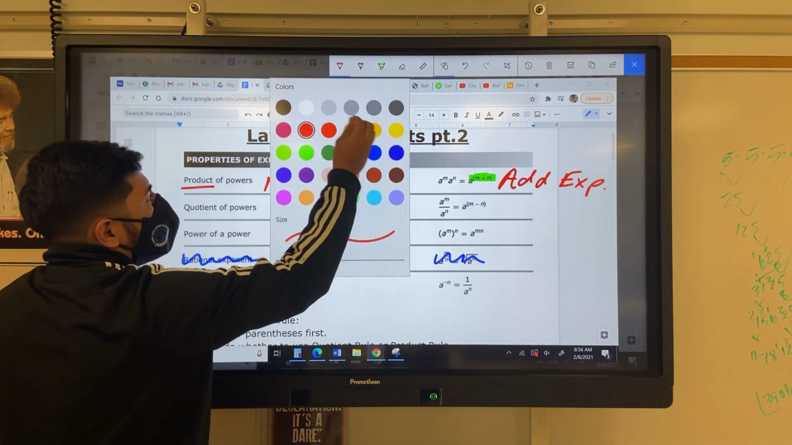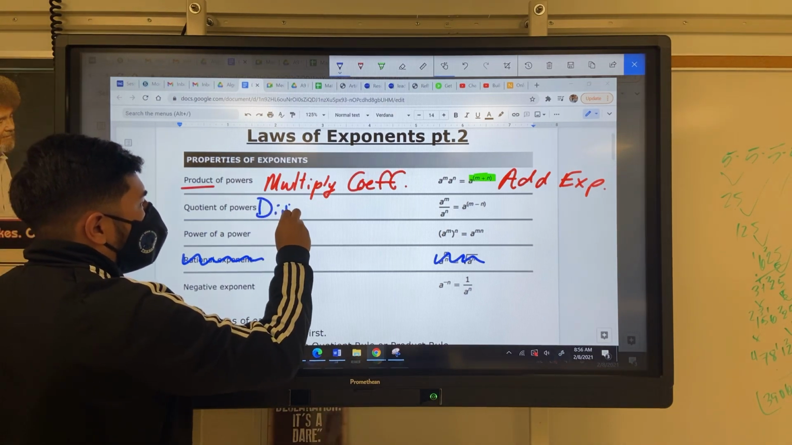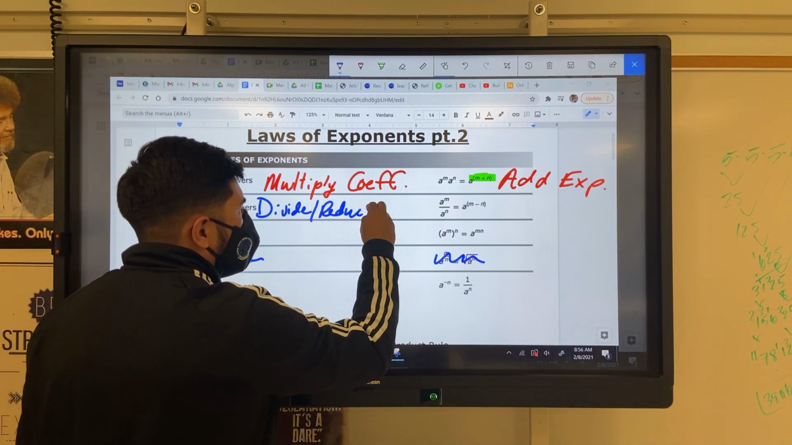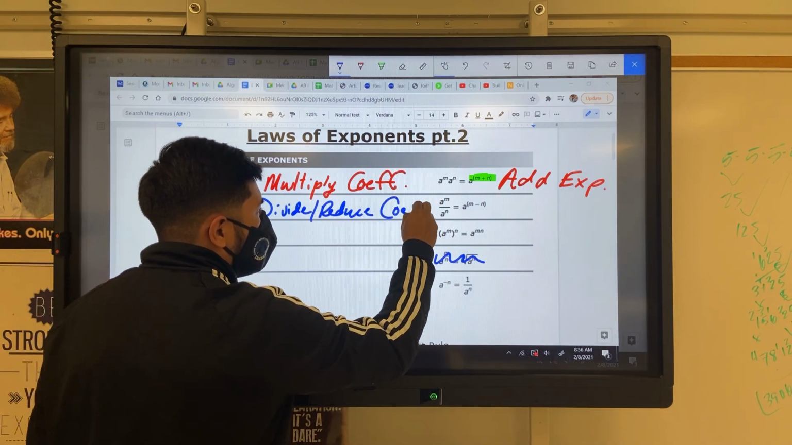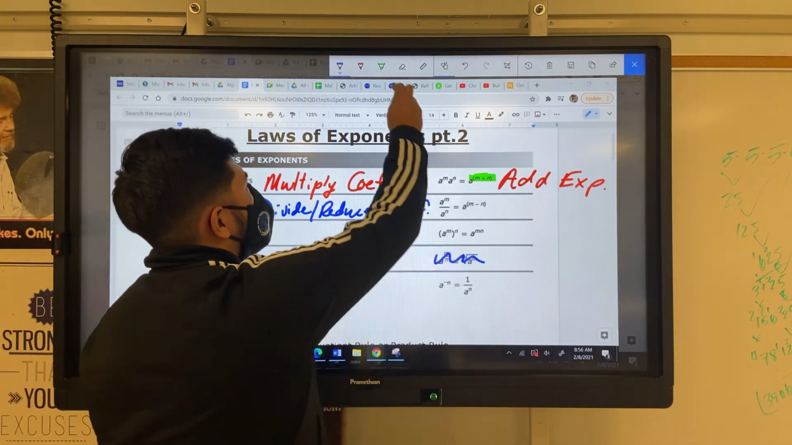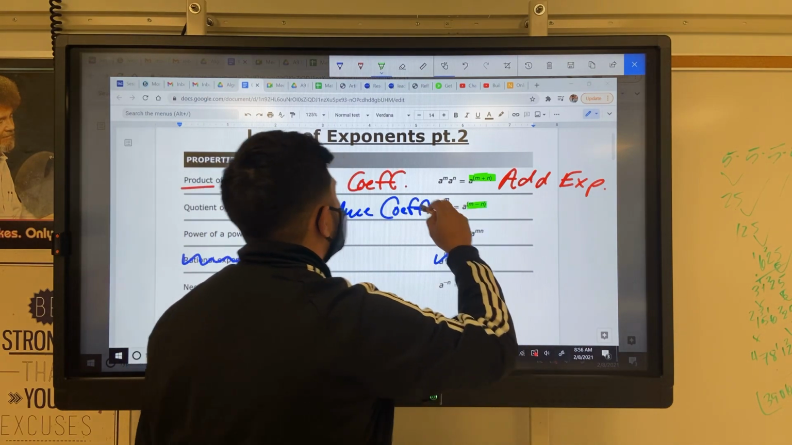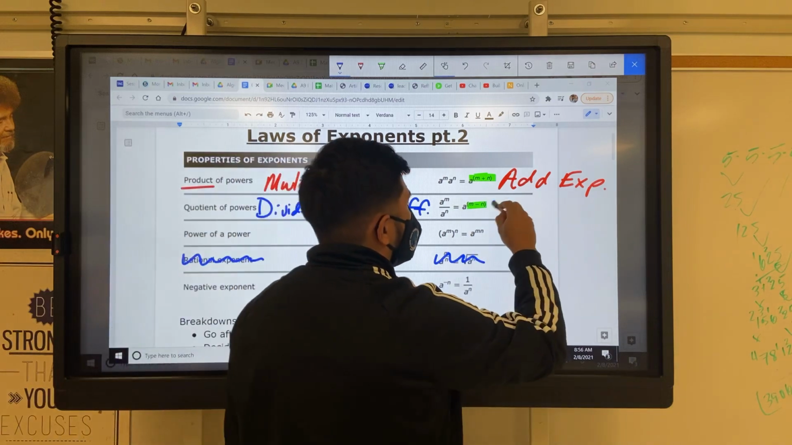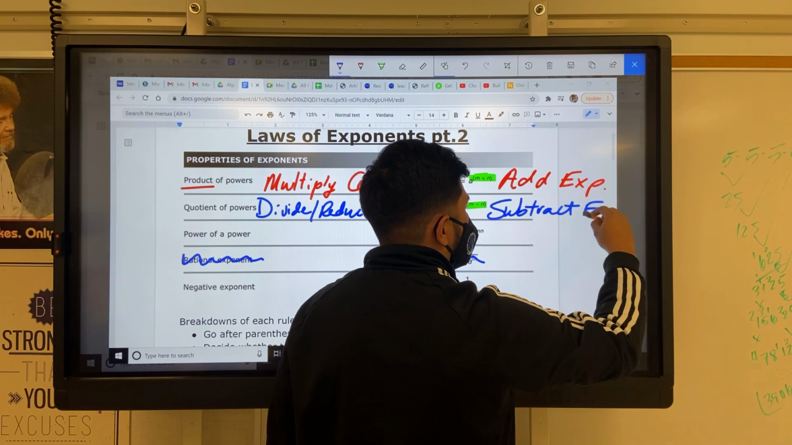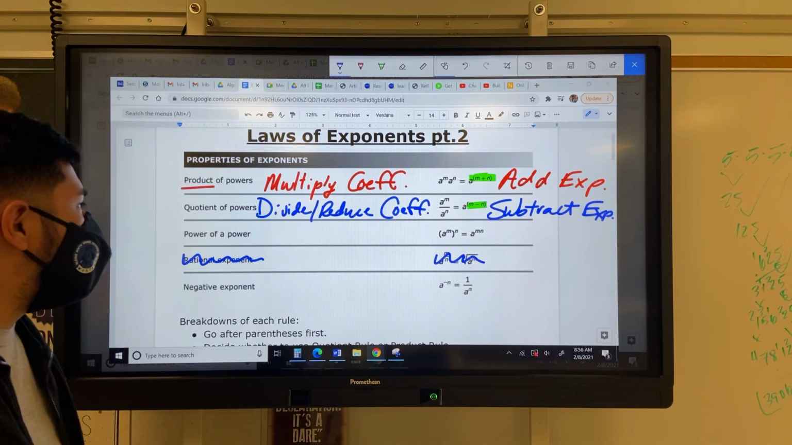Quotient of powers, different color. This is divide or reduce coefficients. And then subtract exponents. Okay, very, very important.